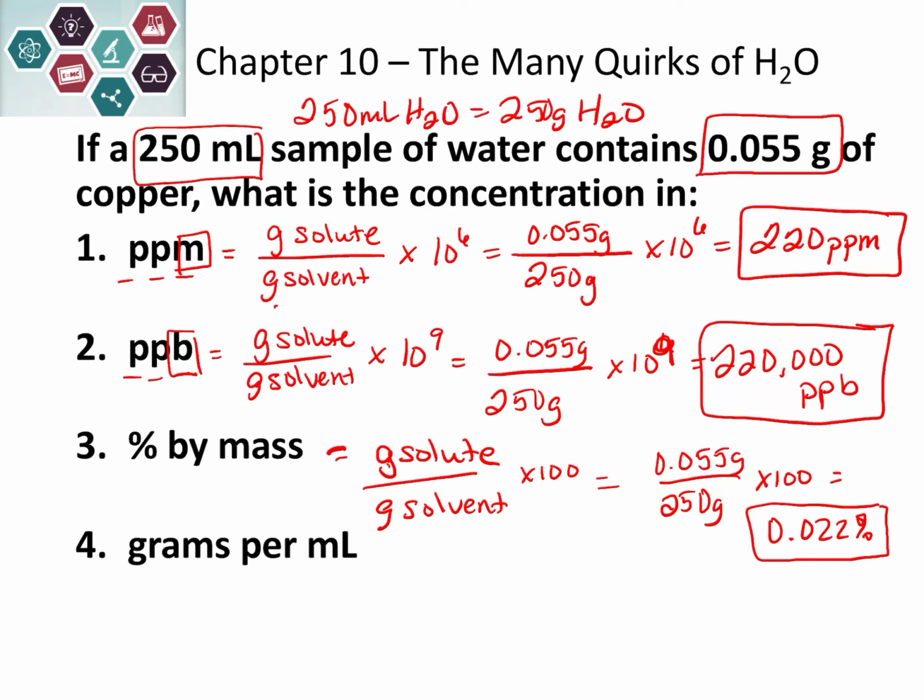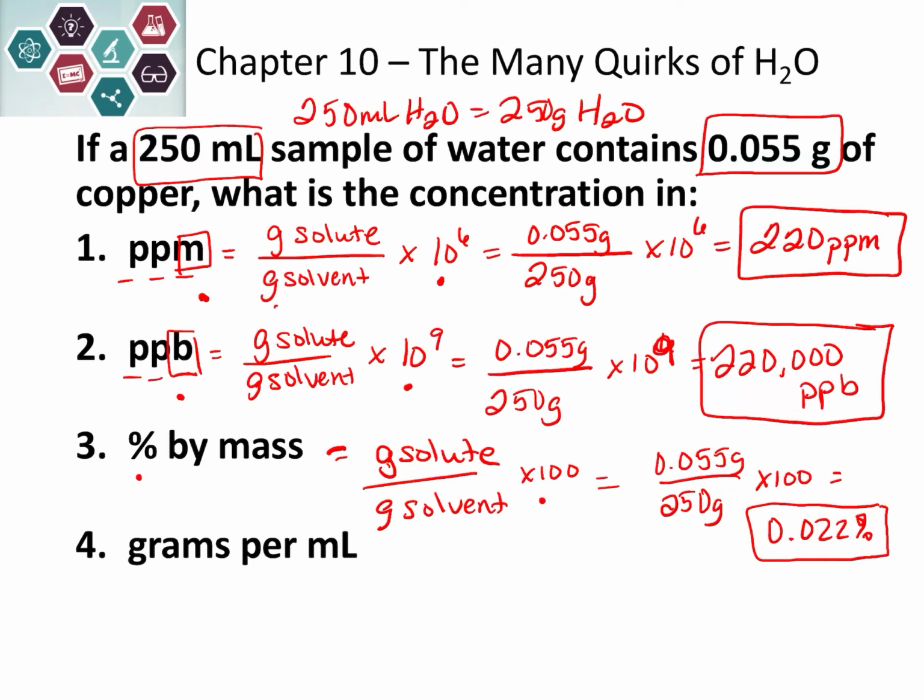So notice for all of these, we've got grams of solute over grams of solvent. The difference is the factor of 10 that you will multiply by. For parts per million, you multiply by 1,000,000. Parts per billion, multiply by 1,000,000,000. Percentage, we're multiplying by 100.